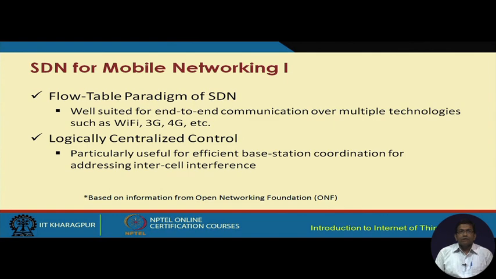Two things are important, and this information has been adopted from the Open Network Foundation, when we want to adopt SDN for mobile networks. One is the flow table paradigm of SDN, which is well suited for end to end communication over multiple technologies such as Wi-Fi, 3G, 4G and so on. The other one is the logically centralized control, which is particularly useful for efficient base station coordination for addressing intercellular interference. We are going to talk about each of these in slightly more detail in the next little while.